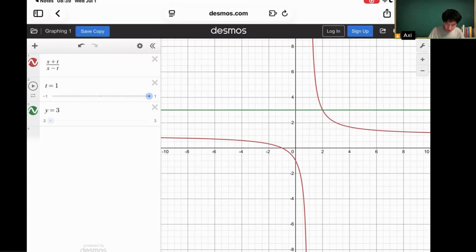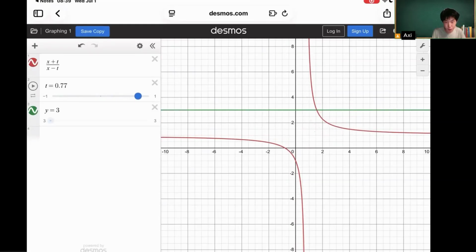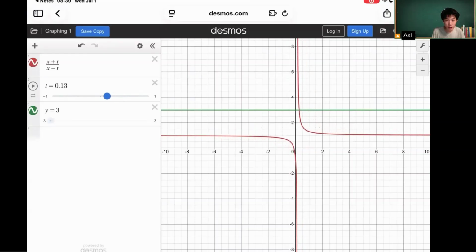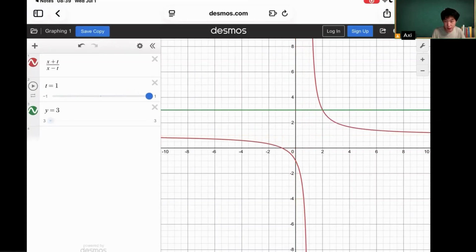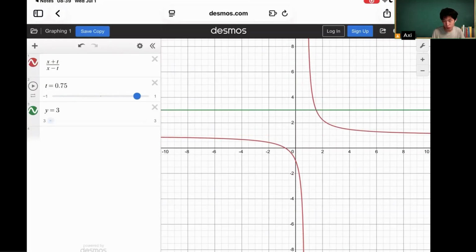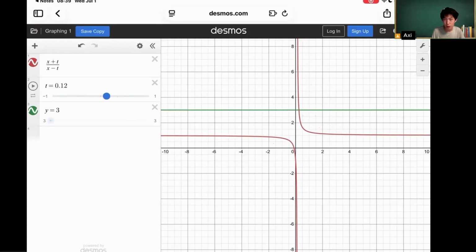Now, since we're asking for which x, y is always less than 3, if we focus on the intersection points, for instance this one, then when we move t, you notice that the intersection point is moving in all the way until we reach t equals 0. So what this means is the point x equals 2 always lies below or on the line y equals 3. And of course, the points between 0 and 2 also follow this pattern.